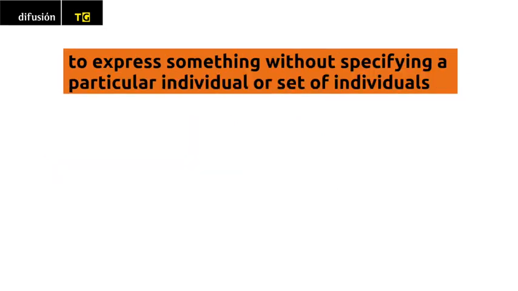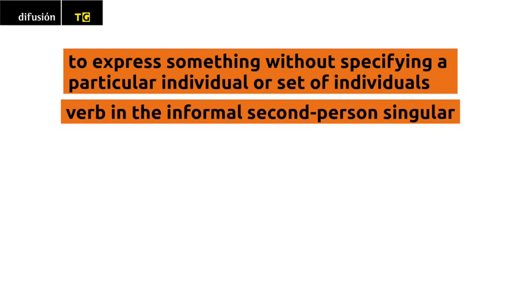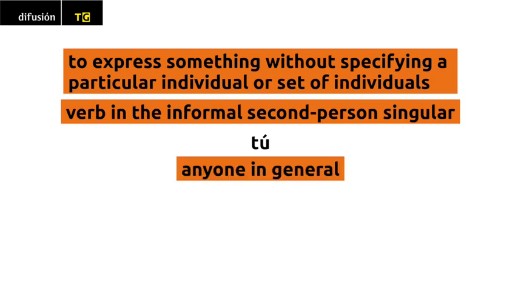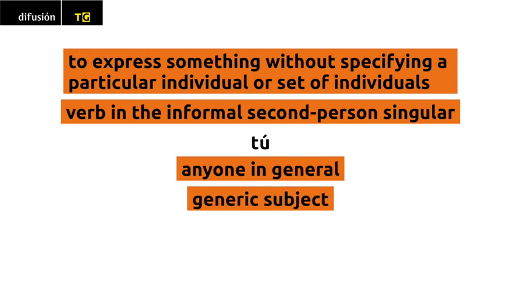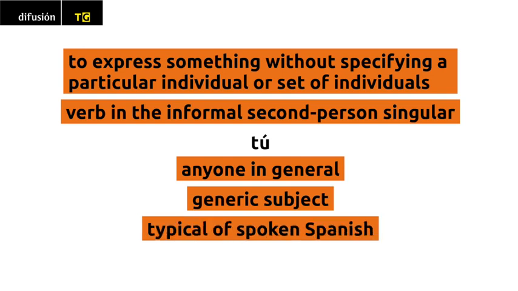Another way to express something without specifying a particular individual or set of individuals as the subject is to conjugate the verb in the informal second-person singular, the tú form. This form can refer to anyone in general and is not limited to the tú standing before the speaker. That is, we use it for a generic subject whose experience applies to the person speaking, the person they're speaking to, and indeed anybody and everybody's experience. This use of the verb in the tú form is very typical of spoken Spanish.